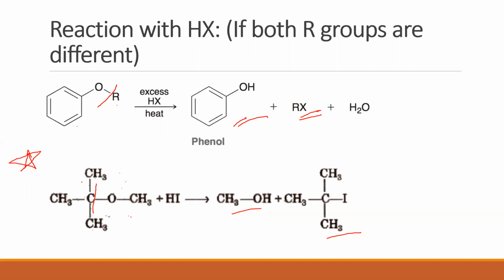The other R group will become the halide. Benzene will always become phenol. If one of the R groups is tertiary, irrespective of whether it is big or small, the bond will always be broken at the tertiary end. The tertiary alkyl group will become the halide, and the other R group, whether it is big or small, will become the alcohol. Clear? I hope you have understood this so far. Yes, wonderful.